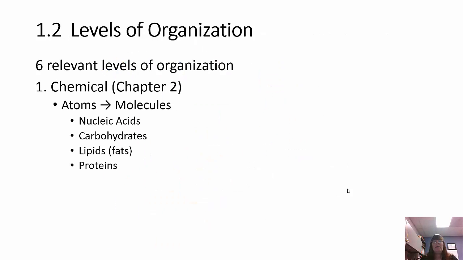So we have 6 relevant levels. The chemical level, which we'll talk about in Chapter 2. Atoms combine to form molecules. So you have nucleic acids, carbohydrates, lipids, and proteins being the 4 main molecules in our bodies that we care about. Nucleic acids like DNA, of course. Carbohydrates like glucose. Lipids, your triglycerides, and then so many proteins.